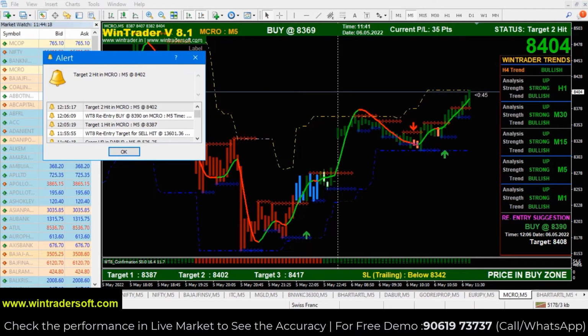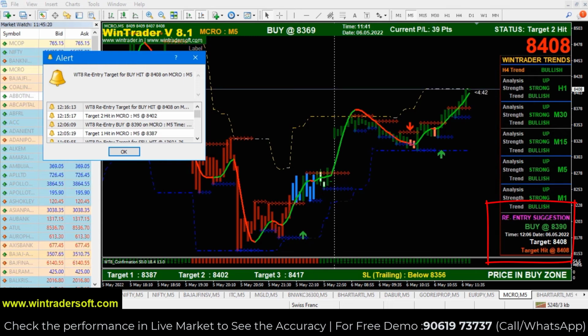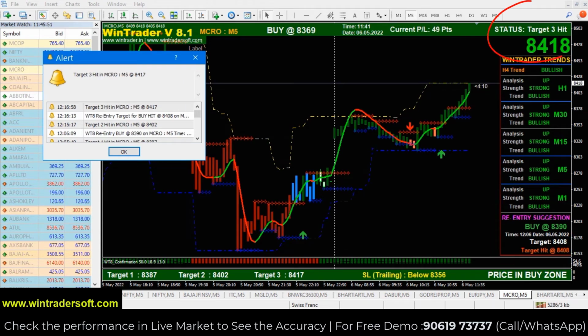The third target is 8,417. In between you can see that the re-entry target also achieved, and the third target also achieved. The movement is too good, and the third target is already achieved. 8,417 was our third target. So as per this signal, we got the buy signal at 8,369, and all targets have been achieved. Our last target was 8,417. That means in total, in this signal, we got 4,800 rupees in one lot.